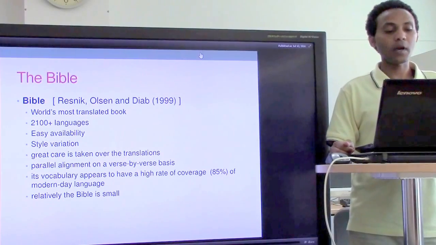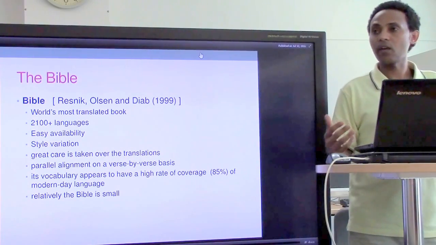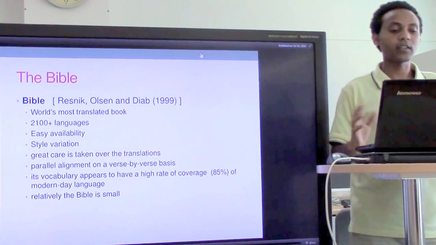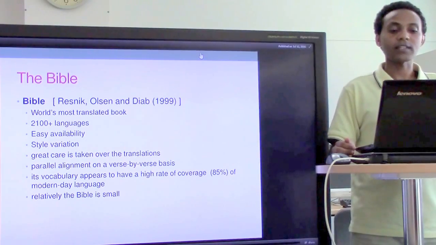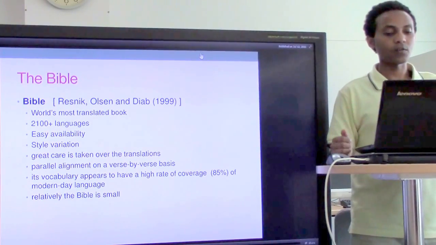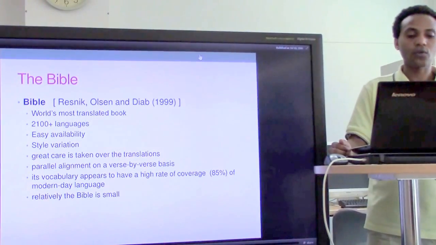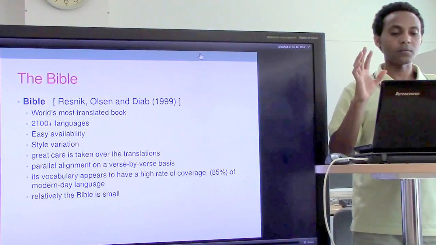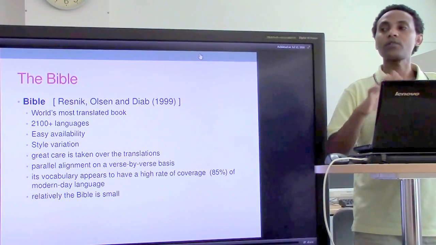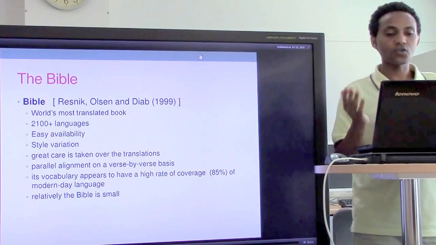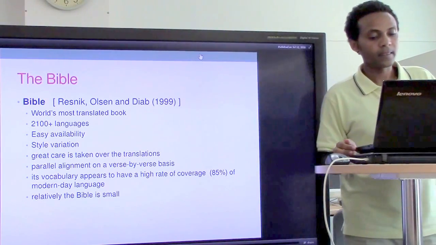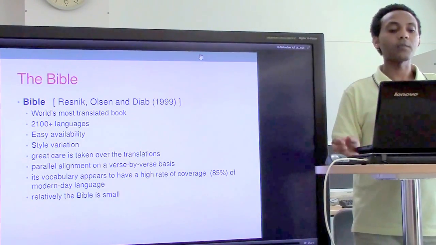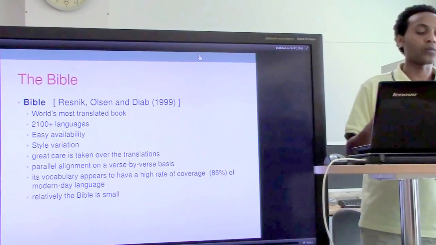And because the Bible is a holy book, there was great care in translating it from one language to another. And also it follows a consistent structure. The books are arranged into chapters and verses. So there is a verse-to-verse alignment in the Bible. It's not a sentence-to-sentence alignment, because one verse might contain more than one sentence.